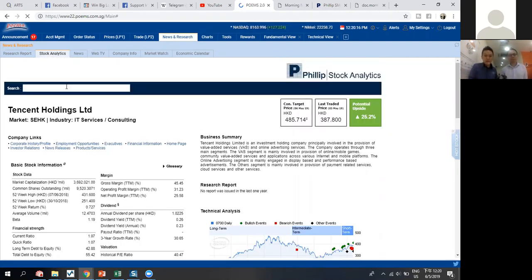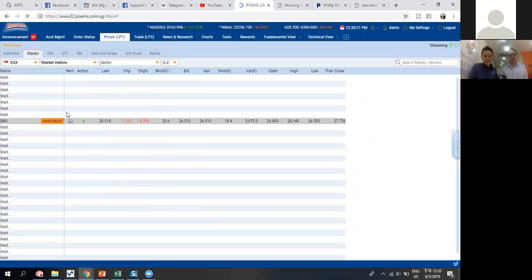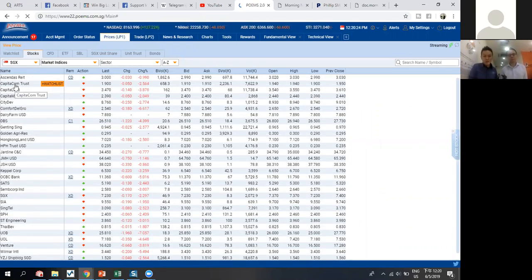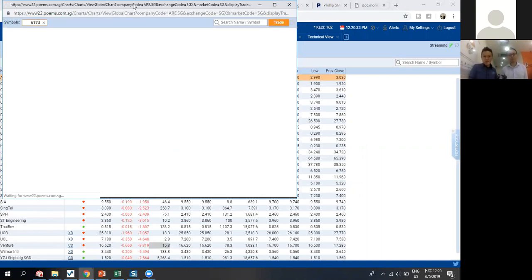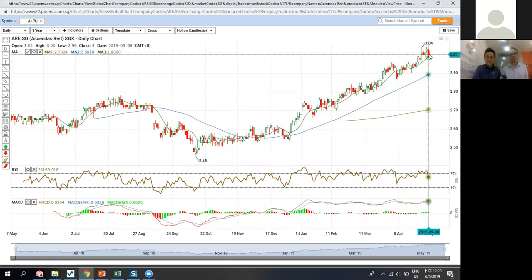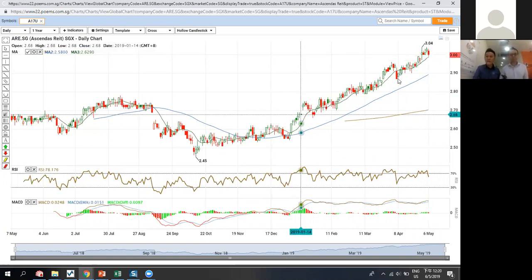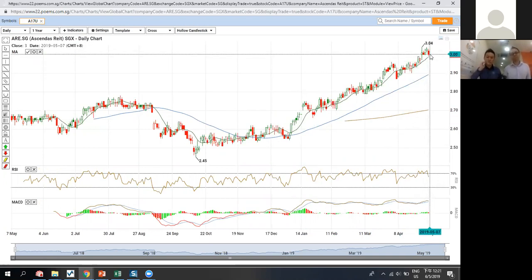Another function a lot of people always ask about is the chart. How do you open the chart? When you want to see the chart, right click the stock and choose to look at the chart live. This window will pop out, and you can see the chart and the latest price. For the Singapore market, this is a live chart and it will move, but now it's lunchtime, so it's not really moving.